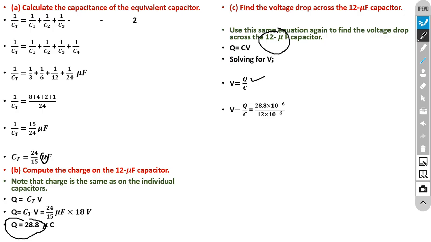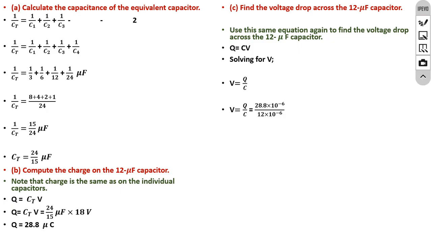Okay, remember to observe the micro, this micro 10 to the power minus 6. This one has micro here, 10 to the power minus 6 as well. Okay, so the voltage drop, when you divide through, you have this, 2.4 volts. It will help me solve other things.